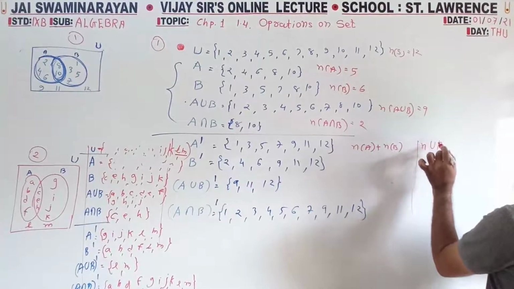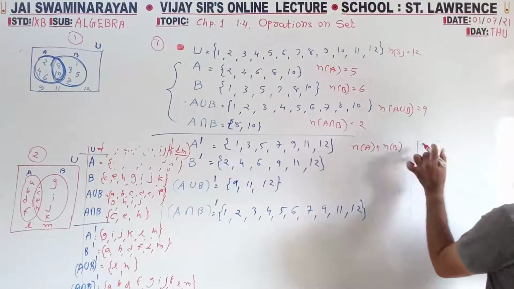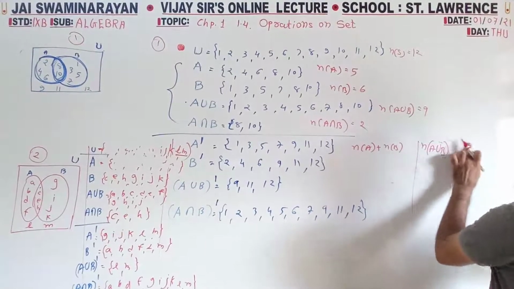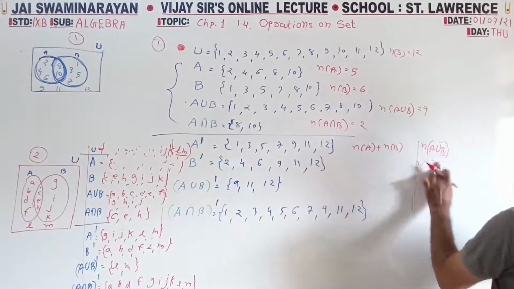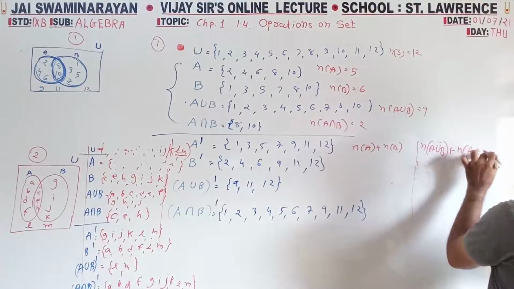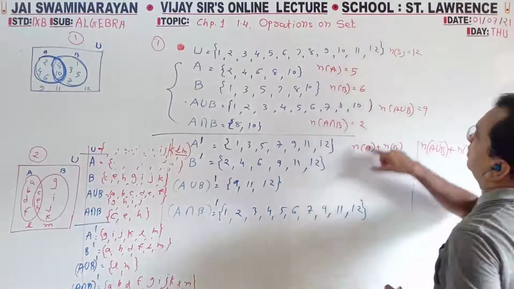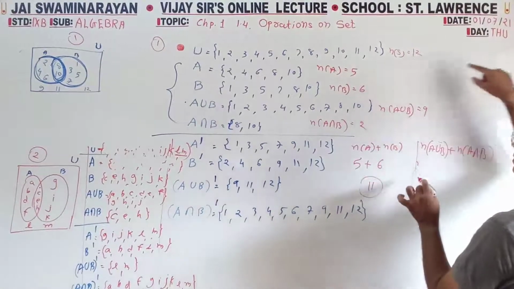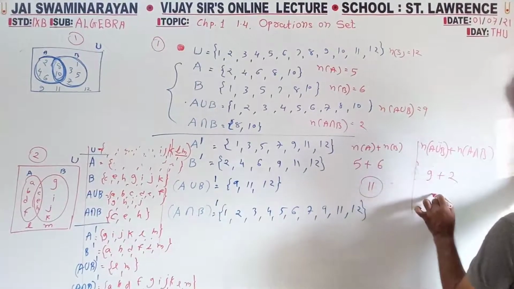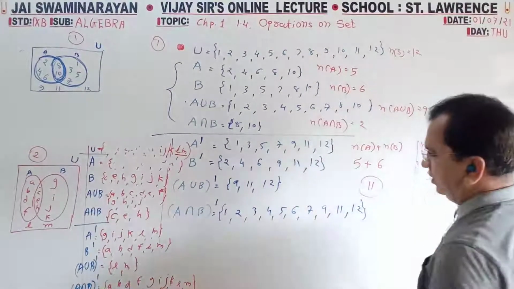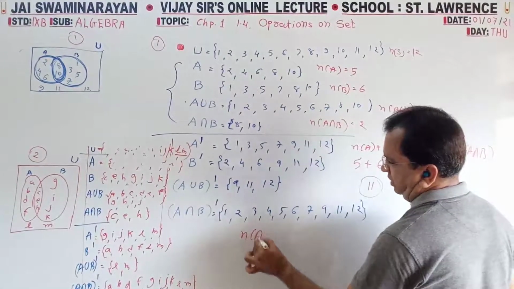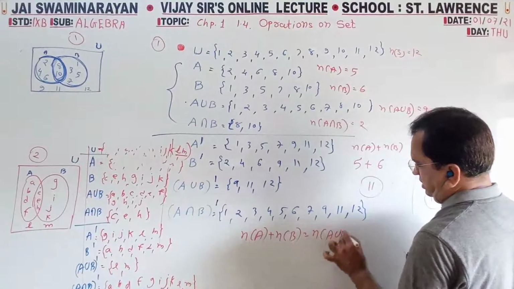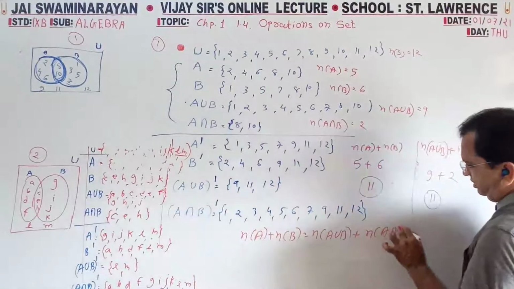Number of A, number of B separate. Number of A union B plus number of A intersection B. So number of A is 5 only, number of B is 6 only, so it is 11. This is 9 only, this is 2 only. So from that it is proved: number of A plus number of B is equal to number of A union B plus number of A intersection B.